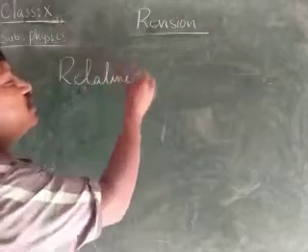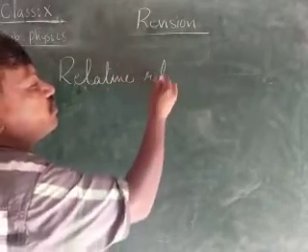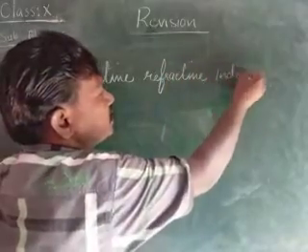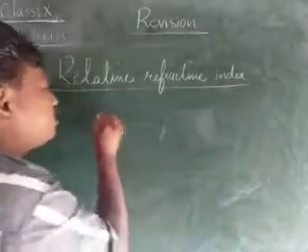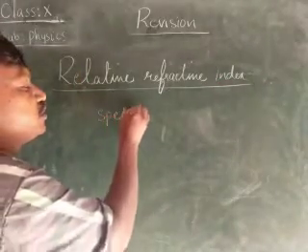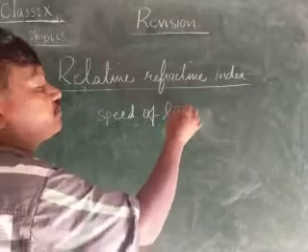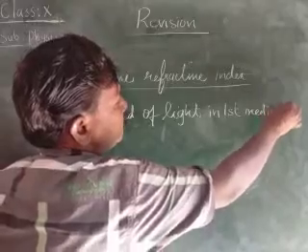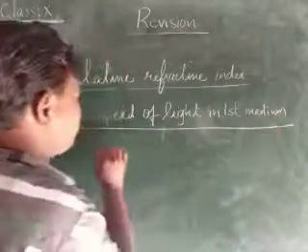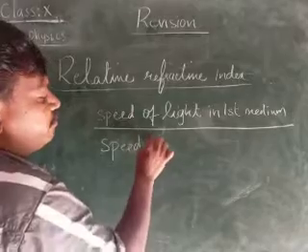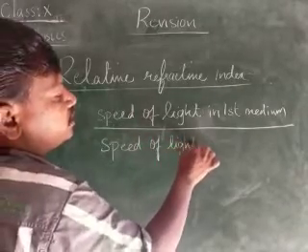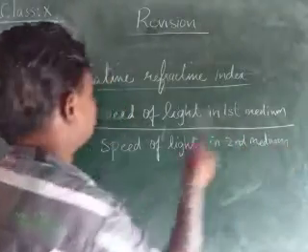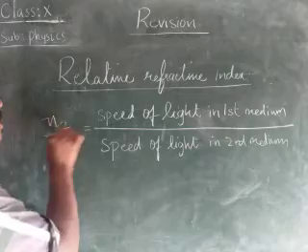Relative refractive index is defined as the ratio of the speed of light in the first medium to the speed of light in the second medium. The ratio of the speed of light in the first medium to the speed of light in the second medium is called the relative refractive index.